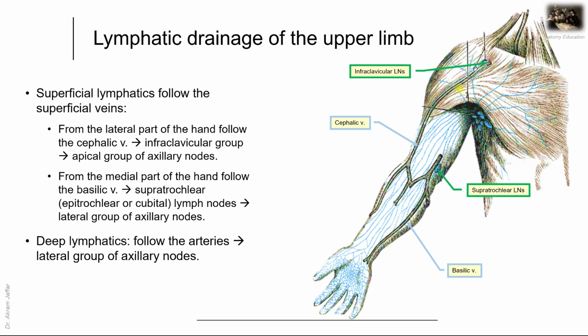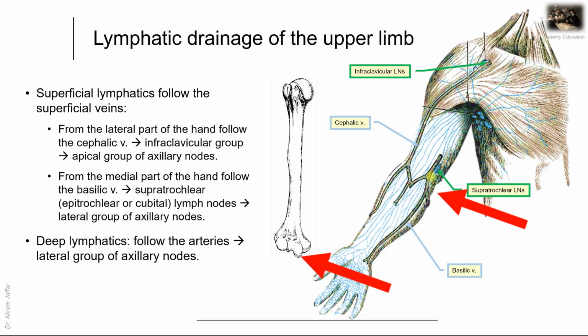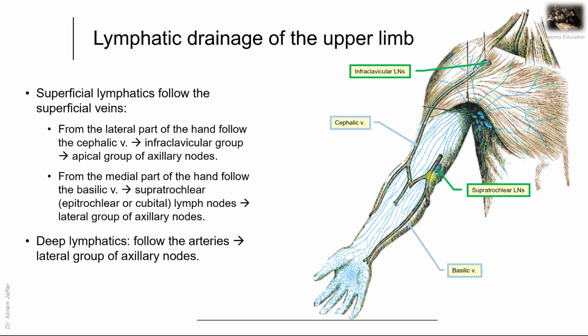I will talk about the axillary lymph nodes as deep lymph nodes. And then from the medial side of the hand, the superficial lymphatics will follow the superficial vein on the medial side, which is the basilic vein, and these are drained to one or two lymph nodes that are located just proximal to the elbow. These are called the supratrochlear, or epitrochlear, referring to the trochlea, which is the medial condyle of the humerus, or cubital lymph node, referring to the cubital fossa.